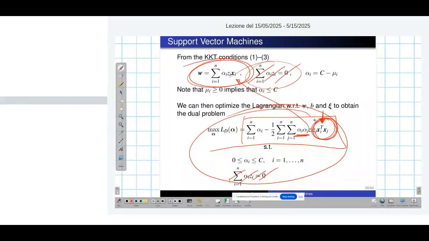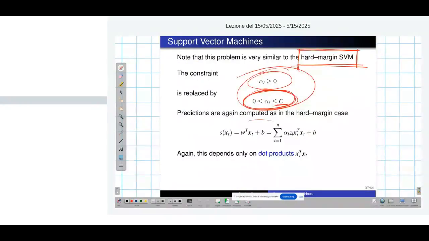Again, the problem depends only on dot products between training points. And the score, once the alphas are computed, can be expressed as a sum over support vectors, those values for which alpha is greater than 0, between the test point and the training set points, or in particular between the test points and the support vectors.